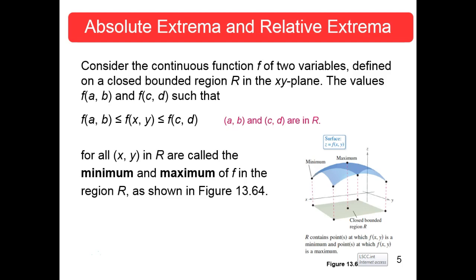But this is called a closed bounded region R. Closed meaning that you count the boundary values. If you didn't, they wouldn't have the minimum. So you're counting the boundary values here, as well as all the interior points. R contains the points on which f of xy is a maximum, minimum. I think all 4 of those, and the maximum is that one.